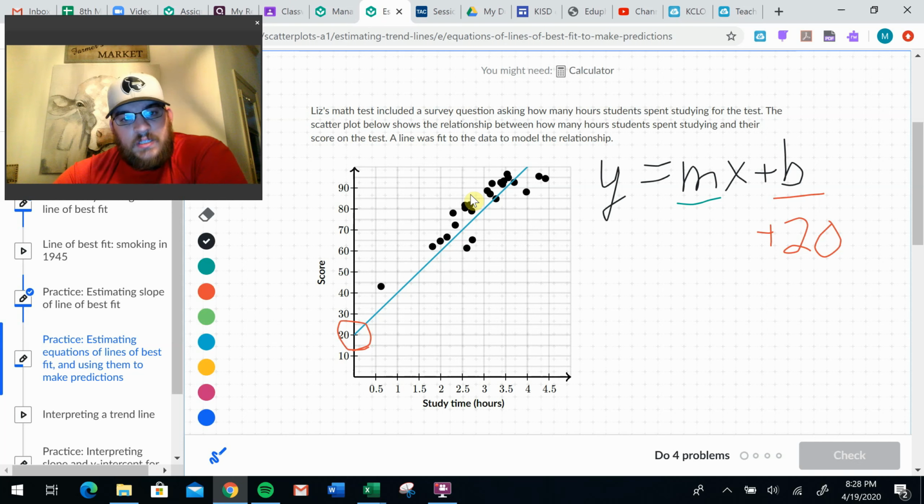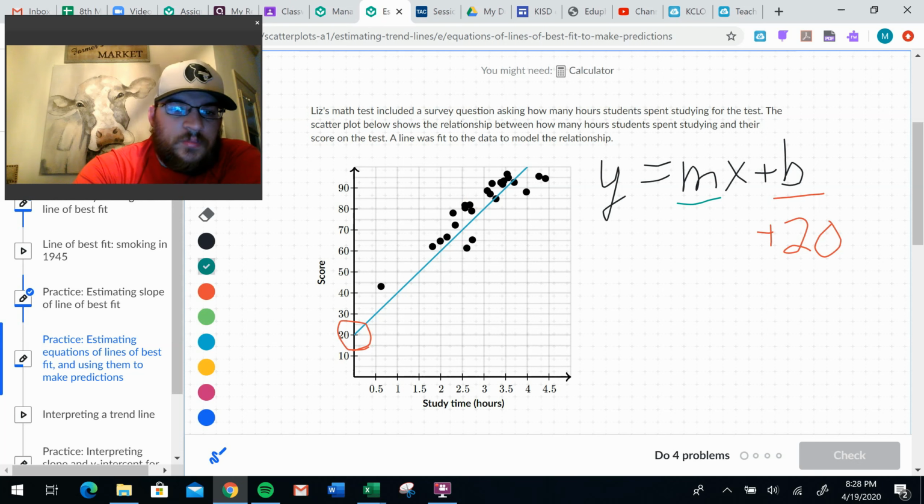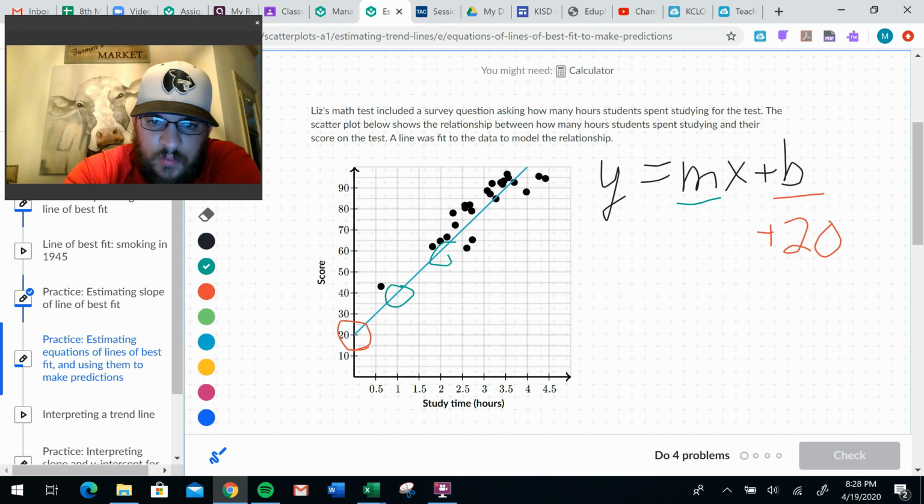Then we're going to pick 2 points and work with those points. So again, I'm going to pick this point right here and this point right here. So we're going to start at 1 and 40, and we're going to go from 40 up to 60. Well, that's an increase of positive 20.